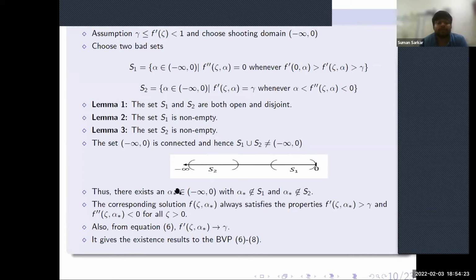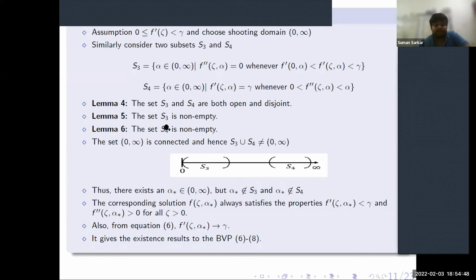Therefore the corresponding solutions of alpha star will satisfy the properties f' greater than gamma and f'' always less than 0 for any zeta greater than 0. Hence from our main equation it is easily proved that our f' tends to gamma. This gives existing results for our boundary problem for this case.